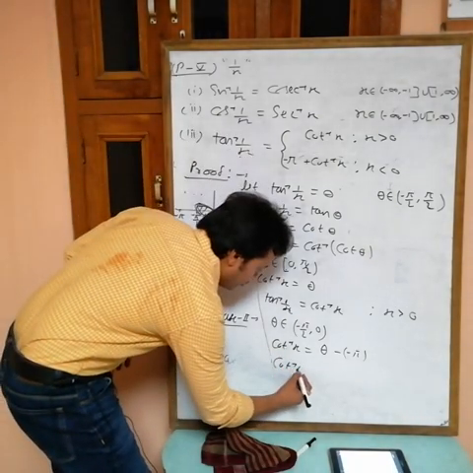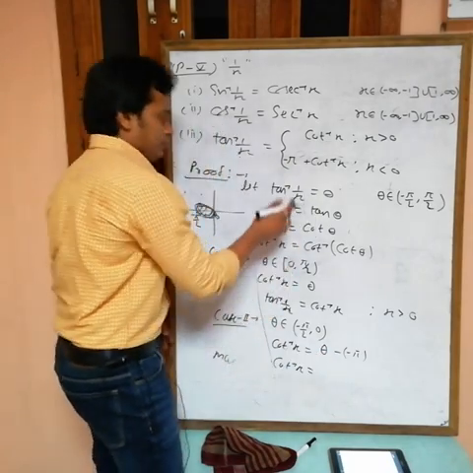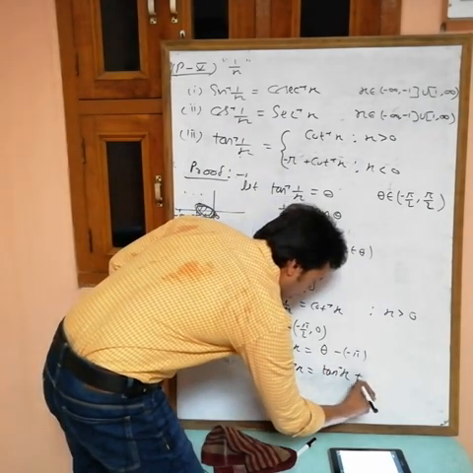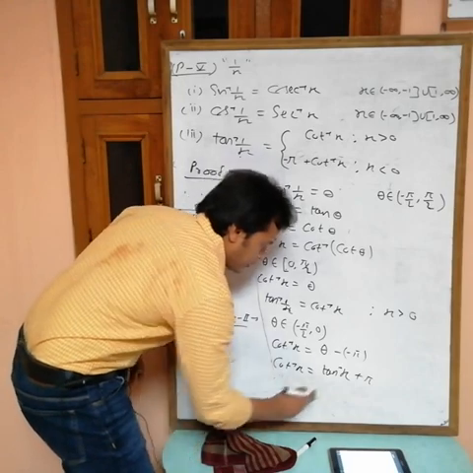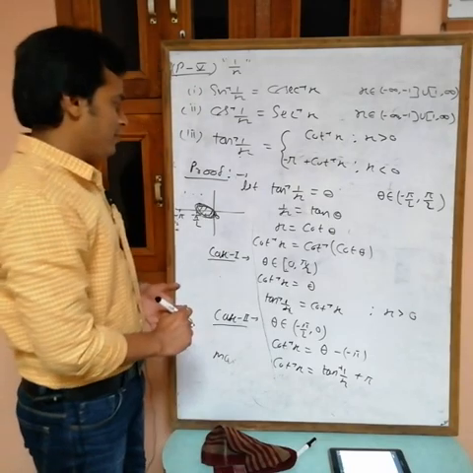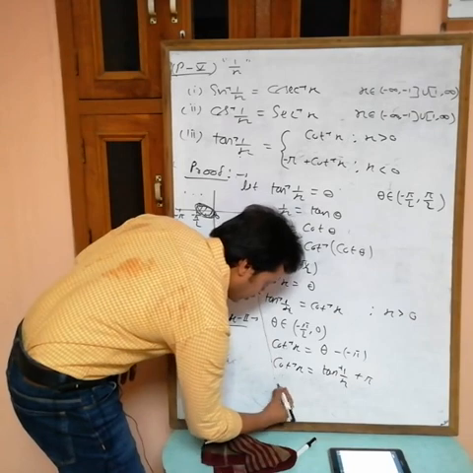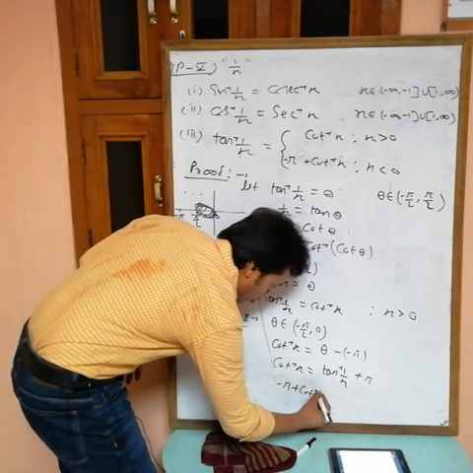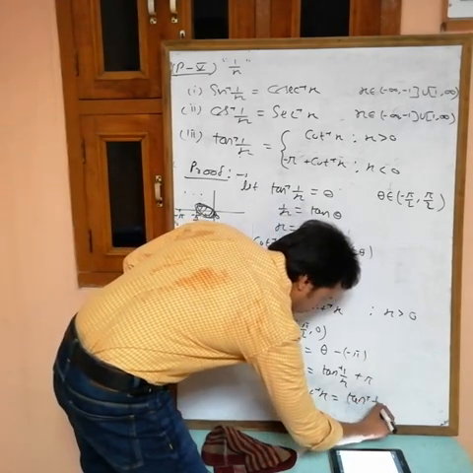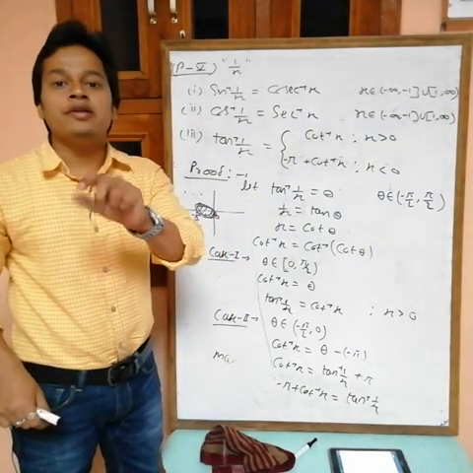Now cot inverse x is equal to theta minus pi. The value of theta is tan inverse 1 by x. Now we want the value of tan inverse 1 by x. Put pi on this side, and we get minus pi plus cot inverse x equals tan inverse 1 by x. Complete. Now again the condition for x.